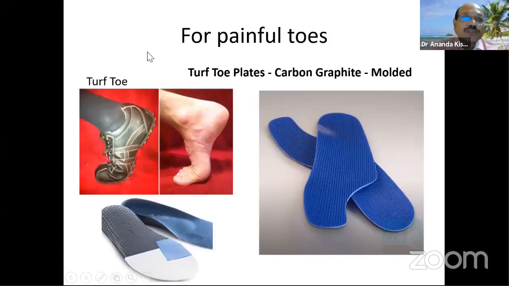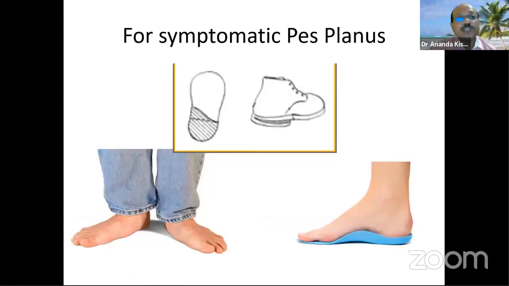Now, this is a turf toe in a volleyball player. This is basically the device used for this turf toe. There is a very severely painful metatarsophalangeal joint. So in that case, turf toe plates may be attached along with the sole of the foot, and that will protect this metatarsophalangeal joint. This turf toe plate is made of carbon graphite, which may be molded to the area of the metatarsophalangeal joint, that will prevent any pressure from the ground reaction force from being transferred to the metatarsophalangeal joint.